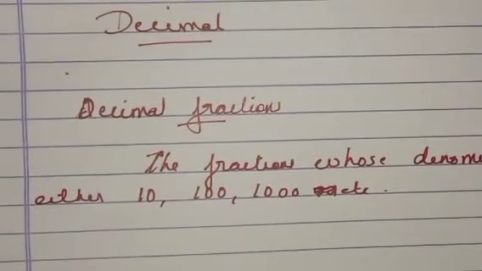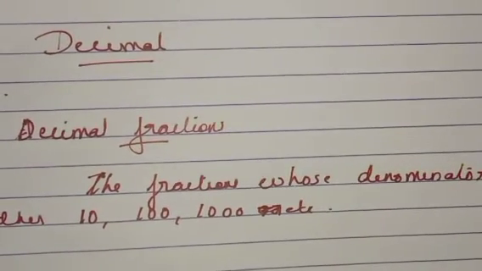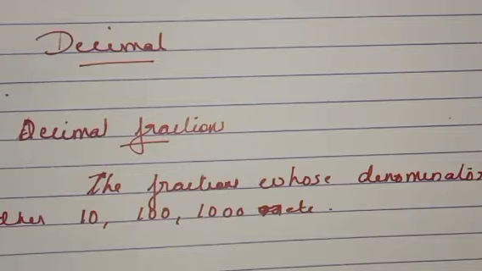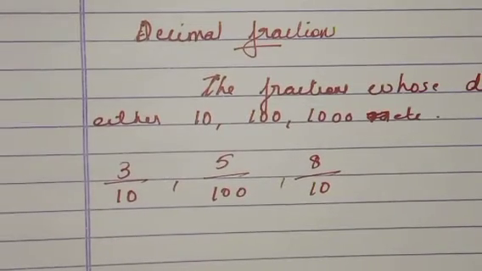Do you know which are the decimal fractions? Decimal fractions are the fractions whose denominators are 10, 100, 1000, etc. Such fractions are called decimal fractions. We can try some examples: 3 by 10, 5 by 100, 8 by 10.